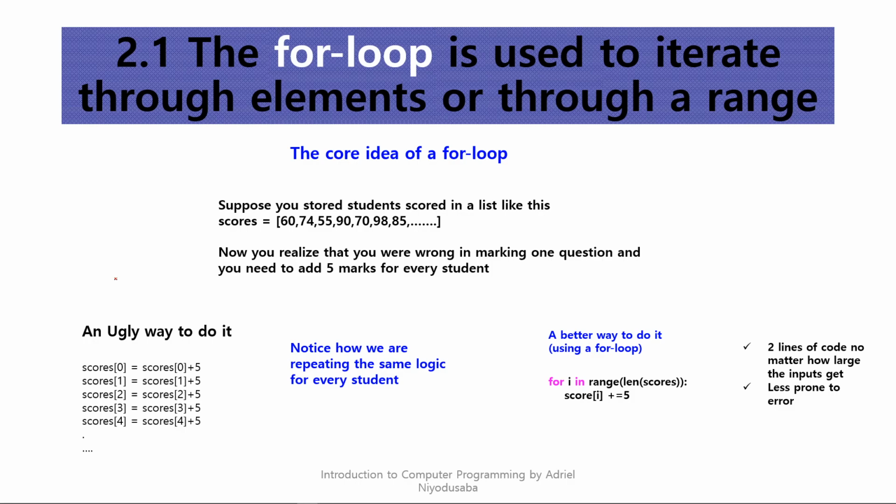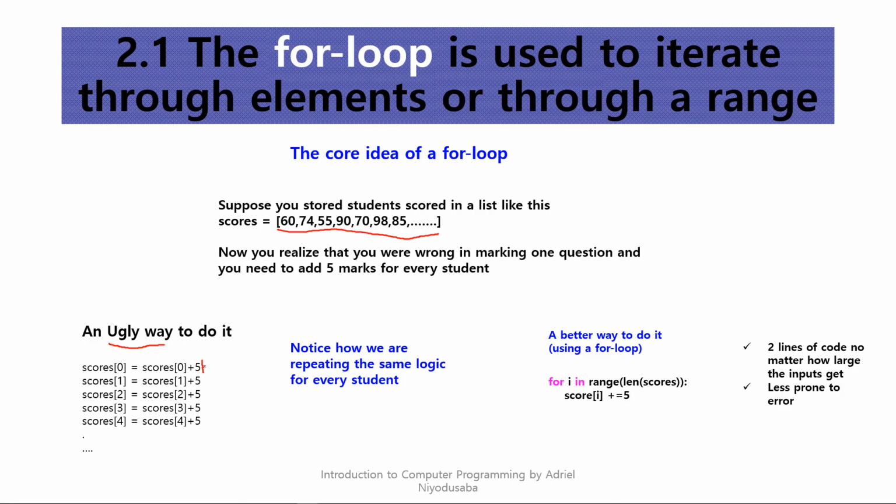Now for the cool part of today, the for loop. So the core idea of the for loop is, imagine you had a list of scores for the students. For example, you have all these scores from your students, and all of a sudden you realize that you need to add 5 marks for every student, and your scores are stored in a list. One way you could do it, which I call the ugly way, is to grab every student's score and manually add 5 marks on that score.